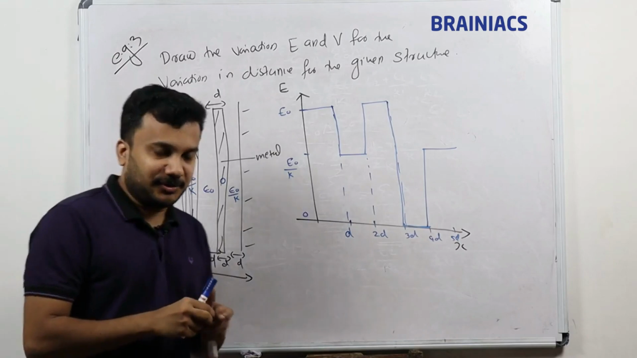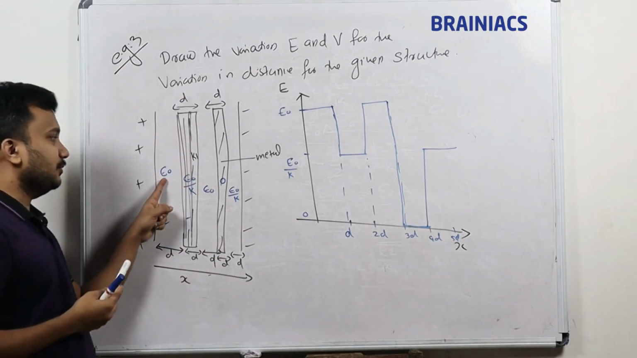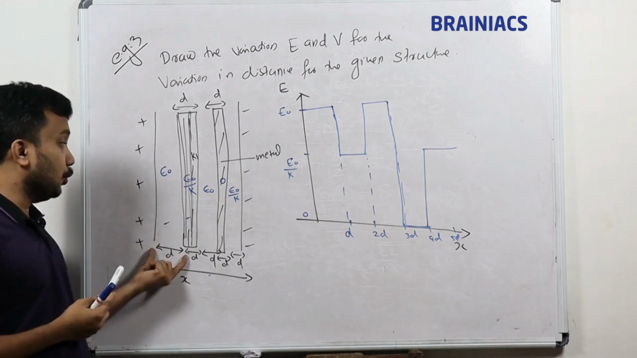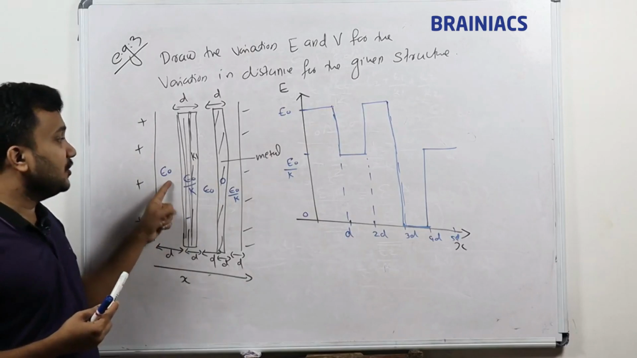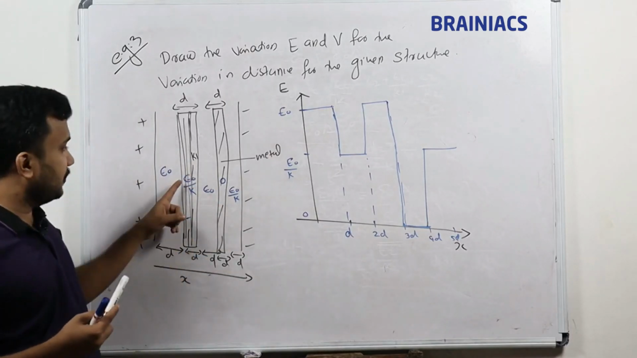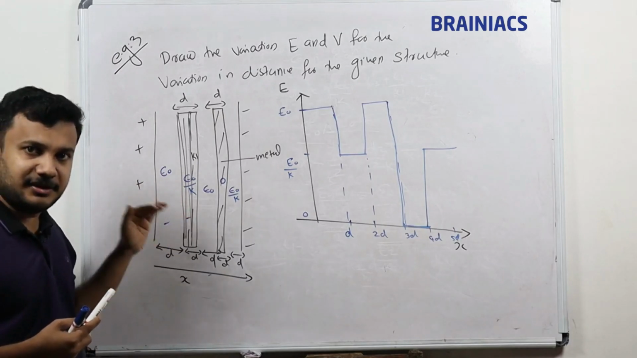Okay, I'll repeat once again. If you have got confused, nothing will be there. Here it is E0. How much distance? 0 to D. So 0 to D, E0. Next one, E0 is reduced because of the dielectric. How much times? E0 by K. E0 by K is the reduced value.